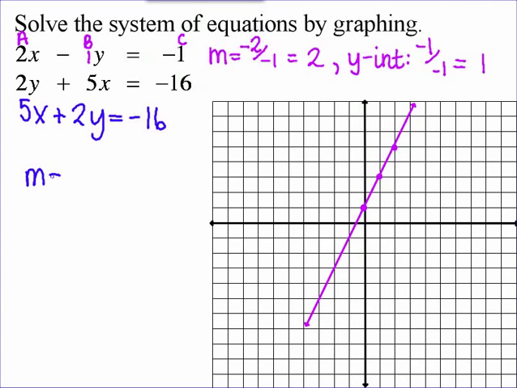Slope is -a over b. So I've got my negative sign. What is a? 5. 5 divided by? Negative square plus 2 positive. Divide by 2. So my slope is -5/2.